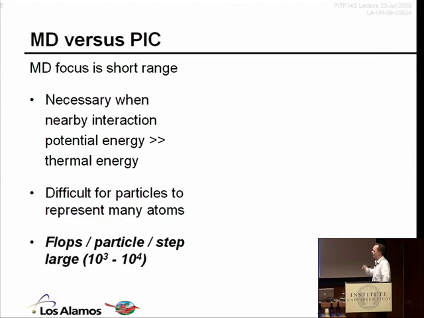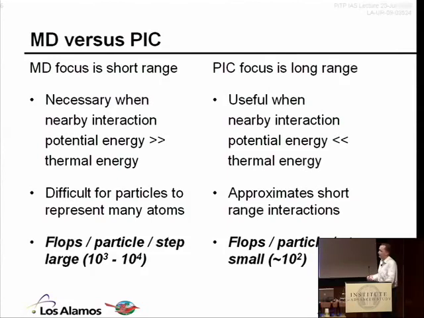You have to take into account the detailed impact of collisions and so forth going on. The flip side of this is that you end up doing a lot of operations per particle per step. If I look at, say, the MD code I developed in my day job, you're looking at about 1,000 to 10,000 floating point operations per particle per step.